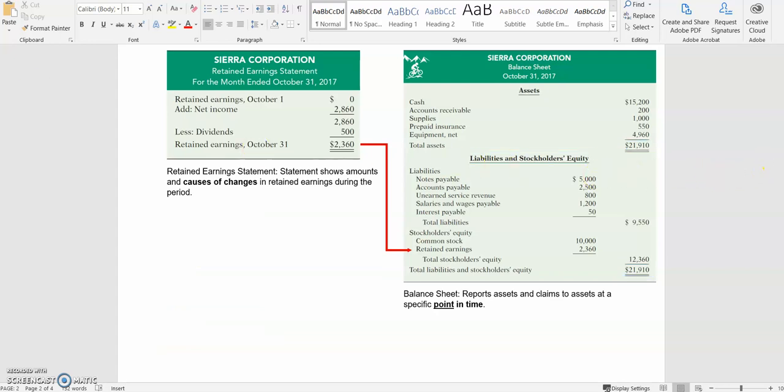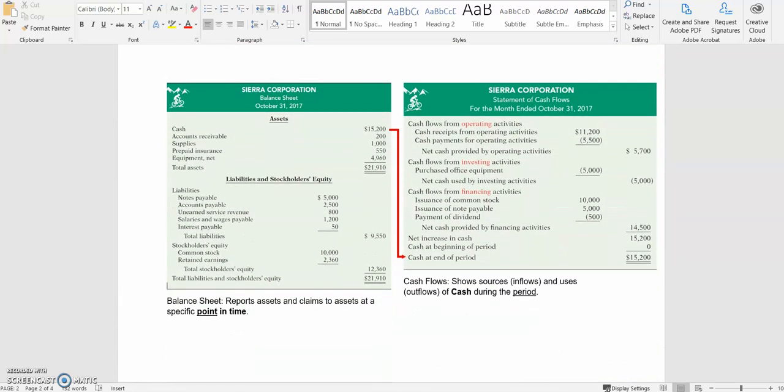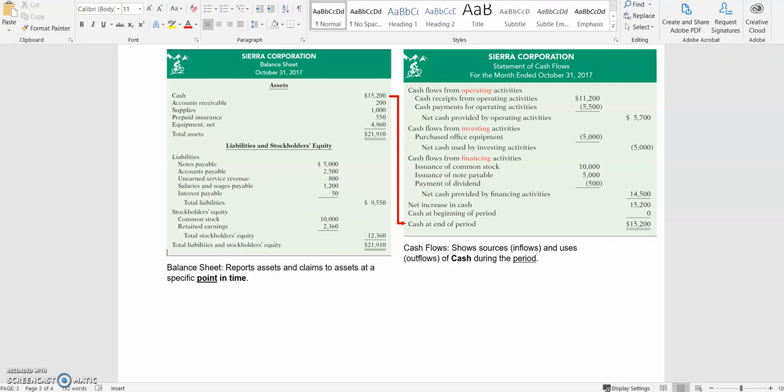Last, we have our statement of cash flows, and our statement of cash flows is covered later in our semester, but basically the main information that you want to note is that the statement of cash flows has 3 main sections. And right now in our semester, you only need to know what are some examples of operating activities. What are some examples of investing activities? And what are some examples of financing activities?